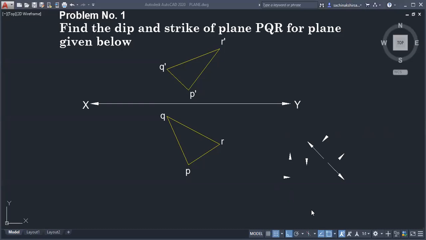Yes, sir. Will you read the problem statement? Find the dip and strike of plane PQR for the plane given below. Dip and strike, means for a particular plane, front view and top view is given, and we are supposed to find its dip and strike. These are nothing but the angles.